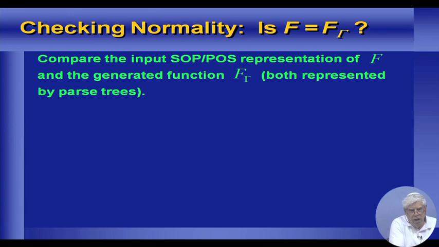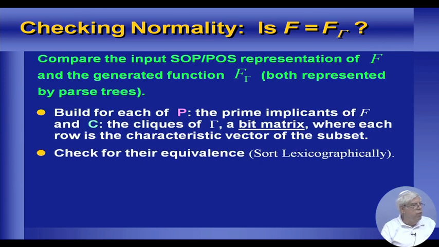It's checking normality that we don't know how to do. Well, I know how to do it. I'm going to tell you how to do it. The way we'll do it is to compare the input representation, the sum of products or product of sums, and the generated function that we get from the CoTree, the parse tree. On the one hand, we have the expanded form. On the other hand, we have the factored form. We need to decide whether the cliques of the graph of this function equal the prime implicants of the original.